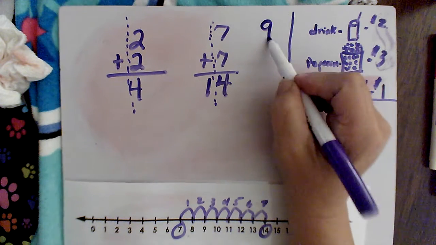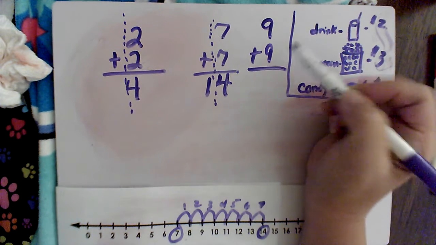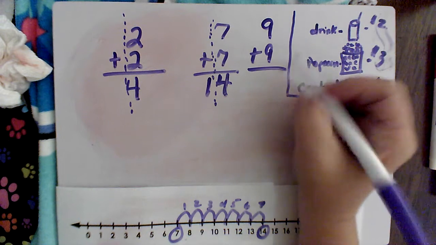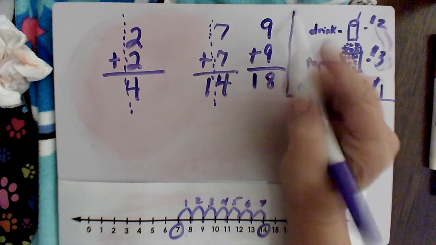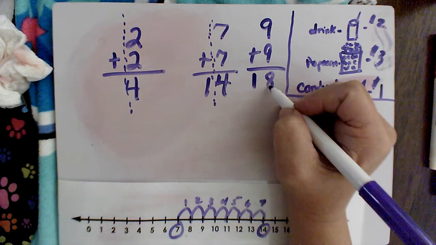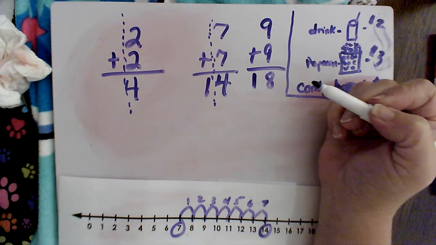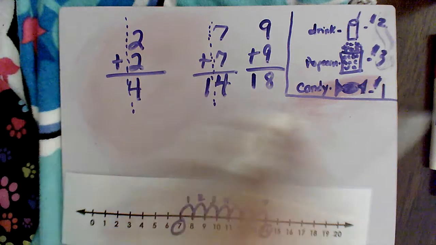If I had 9 plus 9, I know that 9 plus 9 is 18. I would write it like this, keeping my ones place nice and straight, and my tens moves over. So that's how we're going to do this week's work.